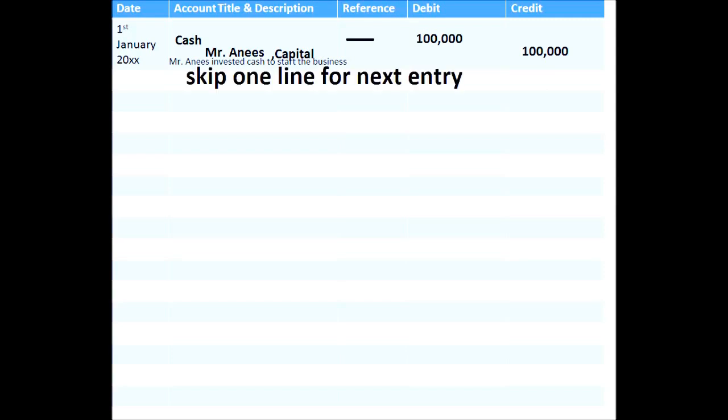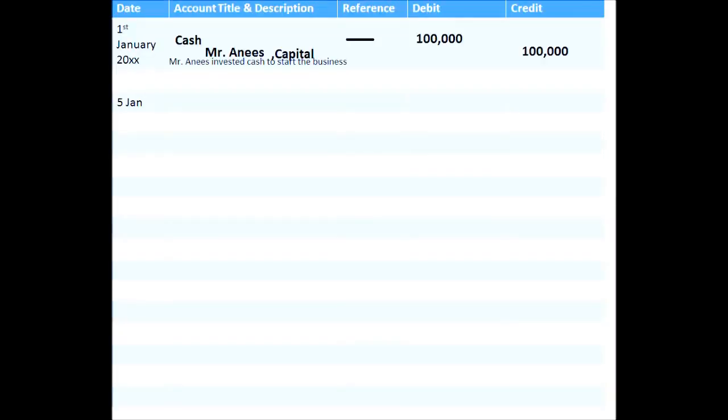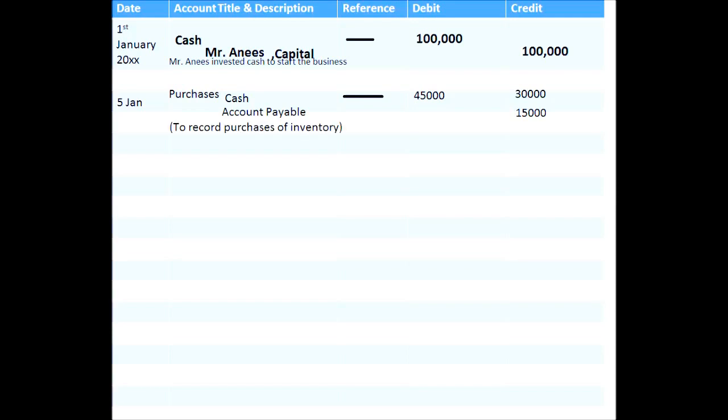Skip one line; we will not write this in the journal, mentioning it here only to teach. January 5th, purchased inventory for $45,000. Paid $30,000 cash, with the balance of $15,000 due in 3 months. Mention the date in the date column. Mention purchases on the debit side, while we note down cash $30,000 and accounts payable $15,000 on the credit side of the column.